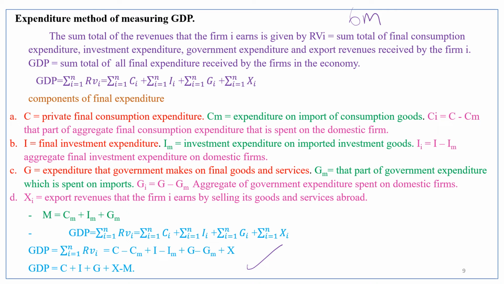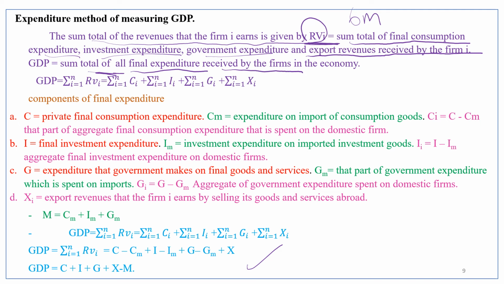You can see here we discussed in detail with an example. Now easily you can understand. The sum total of revenues that firm i earns is denoted by RVi. Then RVi is nothing but the sum total of final consumption expenditure, investment expenditure, government expenditure and export revenue received by firm i. GDP equals the total of all final expenditure received by firms in an economy. So GDP is denoted like this.